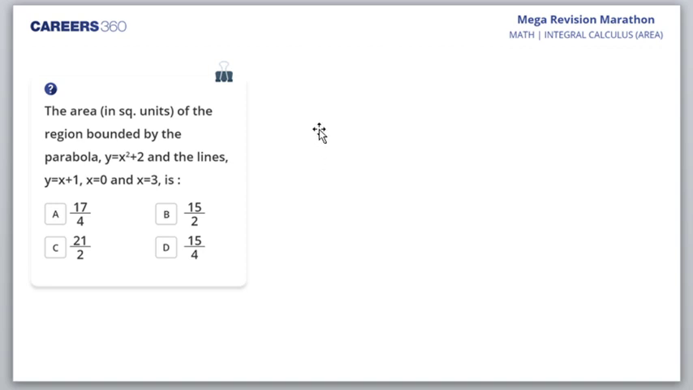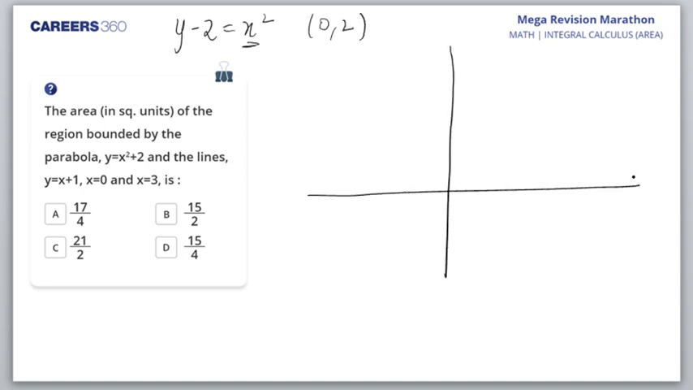Okay, let's see. We have y minus 2 is equal to x square. So what sort of parabola is this? This parabola has its vertex at (0, 2) and it's an upward parabola. It would be symmetrical about the y-axis, so it would be like this. And this point is (0, 2). Okay. Let's check this out.